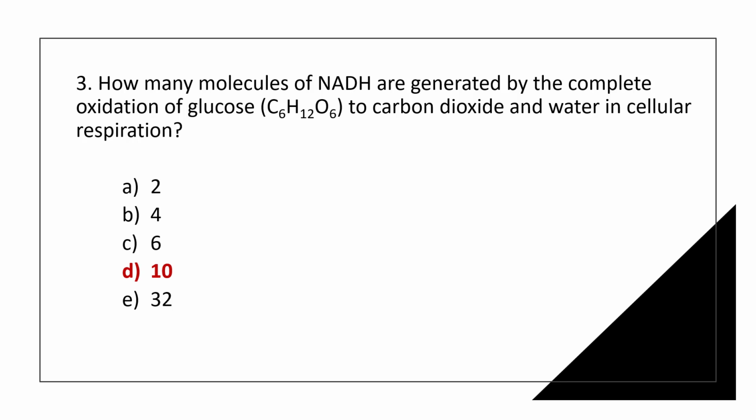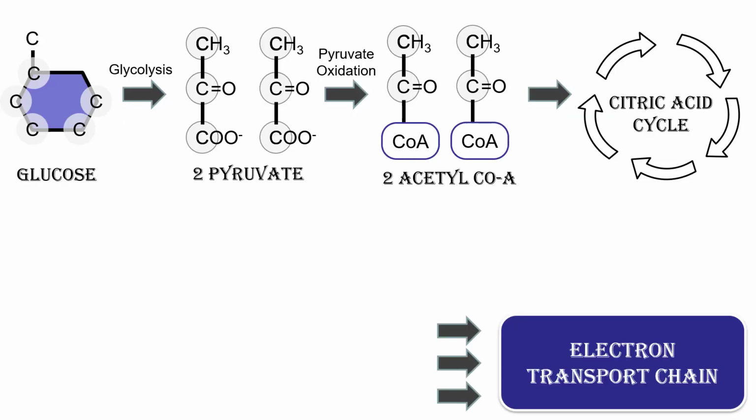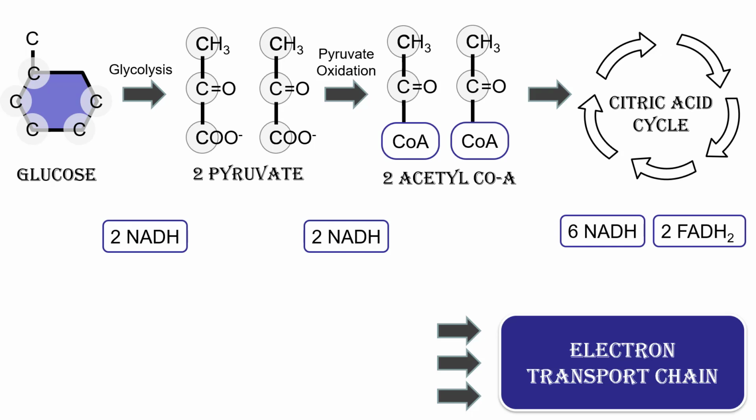Okay, the answer is 10. There are 10 total molecules of NADH that are generated in the entire process of cellular respiration. And here they are. Remember, in glycolysis, 2 NADH are generated. In pyruvate oxidation, 2 NADH are generated. And then during the citric acid cycle, 6 NADH are generated.